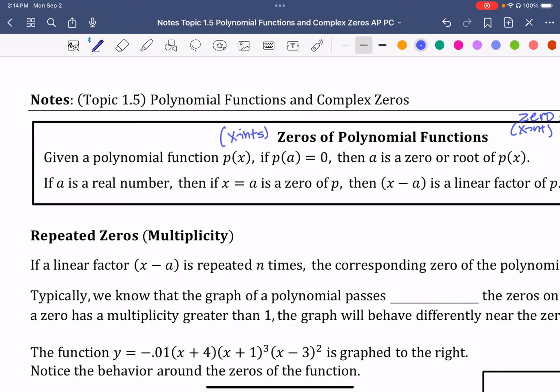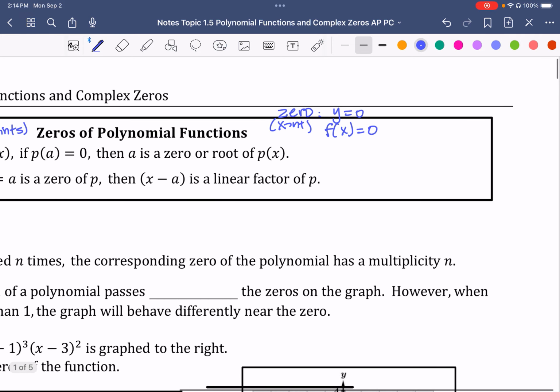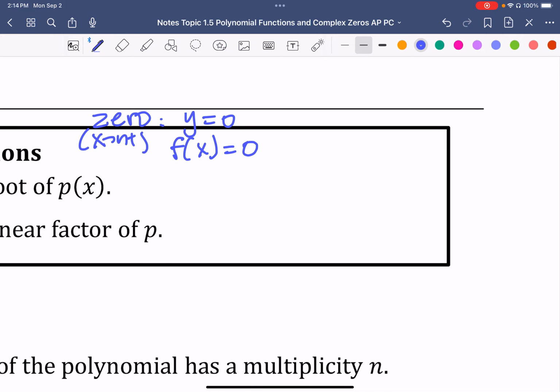Okay? The next sentence says, if a is a real number, then if x equals a is a zero of p, then x minus a is a linear factor of p. So let me give you an example here. Let's say, for example, we get f of x equals x minus 3 times x plus 2, and I say, what are the zeros?